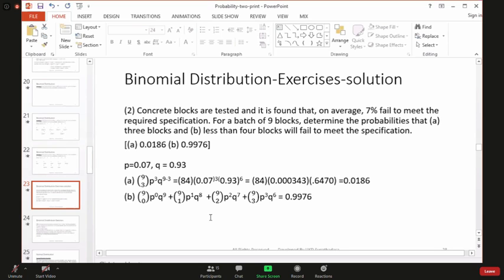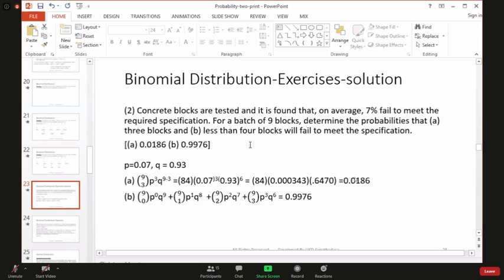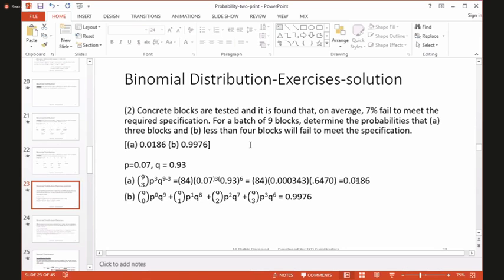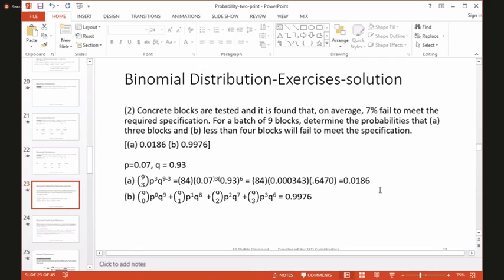The previous day, some students asked how do you get 84? Because they can't remember what you have done in the first semester. You have to remember what you have done in the first semester. 9C3 means factorial 9 divided by factorial 6 and factorial 3. If you simplify, you get 84. The P now is not half this time: 0.7 power 3, 0.3 power 6. You have to use the calculator to simplify. Then you get the answer given.